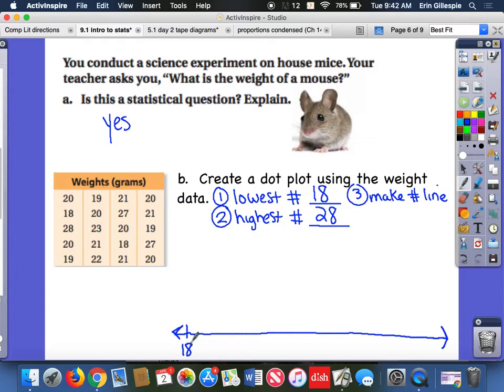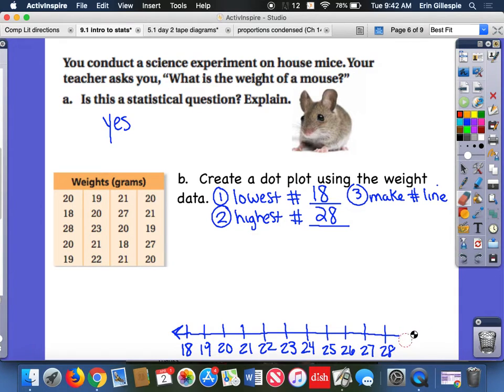We're going to start with 18 because that's our lowest number. And then counting by ones, go up to 28. So go ahead and do this as well while I'm doing it. I made my number line a little too long. That's okay. We'll just fix it. You can do the same if you made it too long or too short. Pretty easy to fix when you're using a pencil.